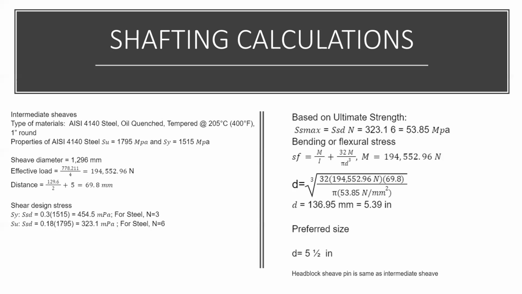To compute the diameter of the shaft, we will be basing it on the bending stress. The computed diameter is 5.39 inches and the preferred size is 5.5 inches. Next, please.